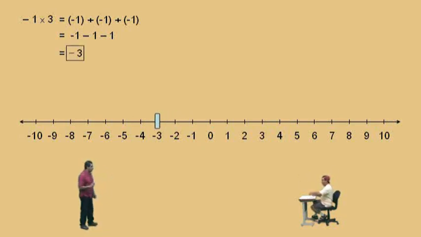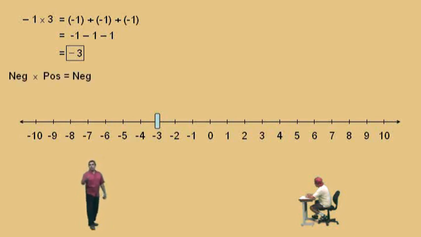So notice here, whenever you take a negative times a positive, like this one, you're always going to be adding negative numbers together, right? So a negative times a positive means you're going to add negative numbers together, and the result will always be negative. So that means that a negative times a positive will always be negative.